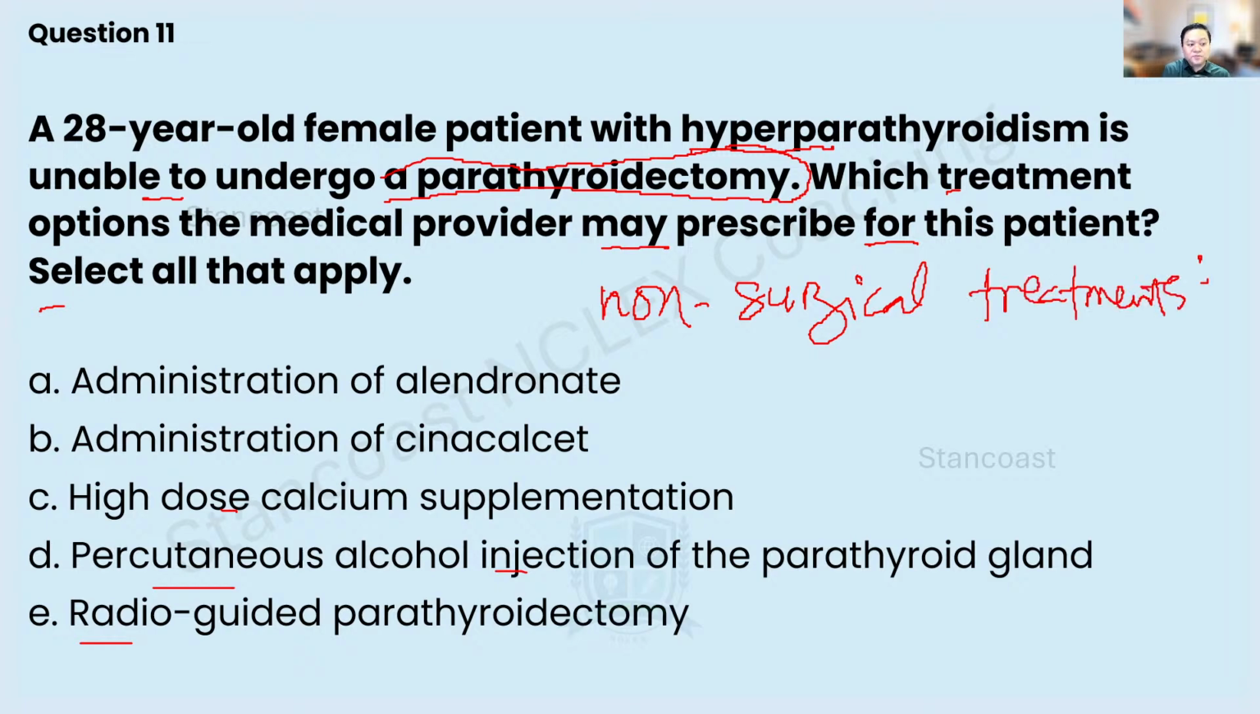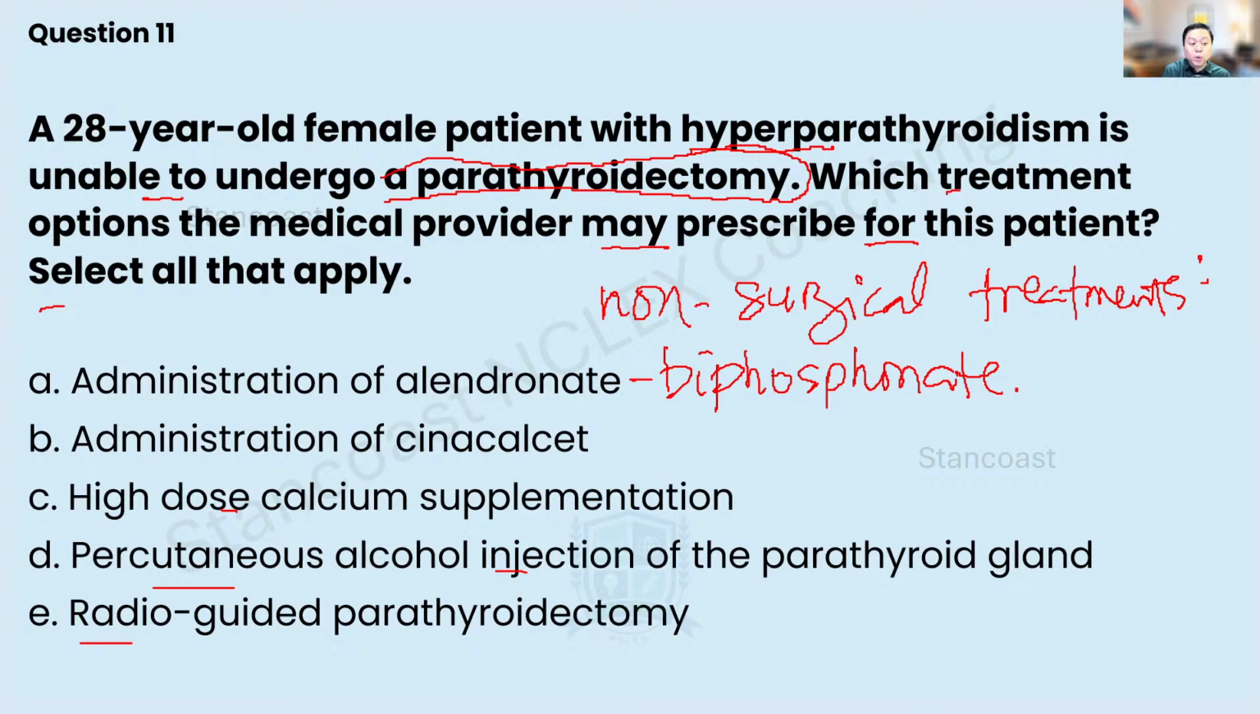So which of these treatments would be appropriate for this patient that is unfit to get a surgical procedure, such as the parathyroidectomy? If you answered letter A, administration of alendronate, what is this medication? The alendronate is what we refer as a biphosphonate. Have you heard of this medication? It is classified a biphosphonate.